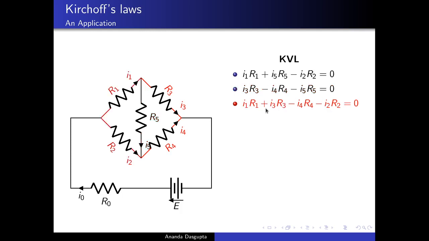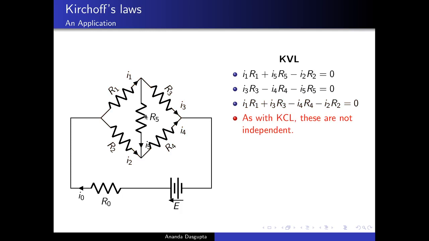Well, I can take the outer loop like this, I will get I1R1 plus I3R3 minus I4R4 minus I2R2 equals 0. Now, it should be obvious that this equation is what you should be able to get if I added these two equations. In fact, you can just add them in your head and see that this is what is coming around. But that should also be obvious, because if you take this loop and the next loop and put them together, you should essentially get the outer loop, because whatever this one contributes to the two loops cancels out.